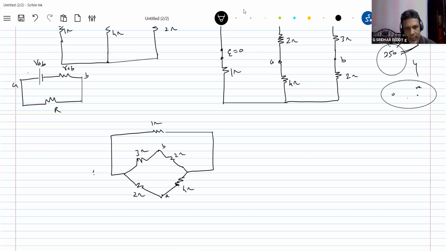Now, effective resistance as seen by these terminals. How to calculate this? So we'll do one thing. For further, I'll simplify the thing. So this is 2 ohm.